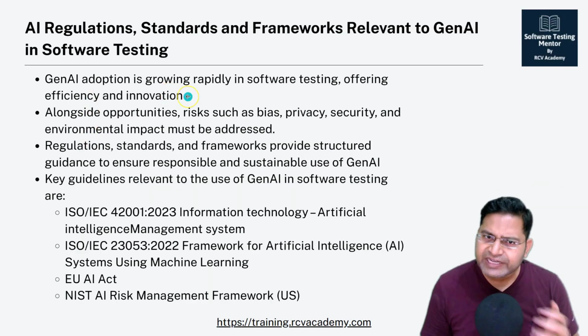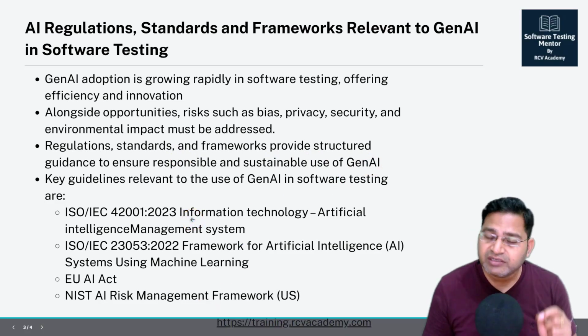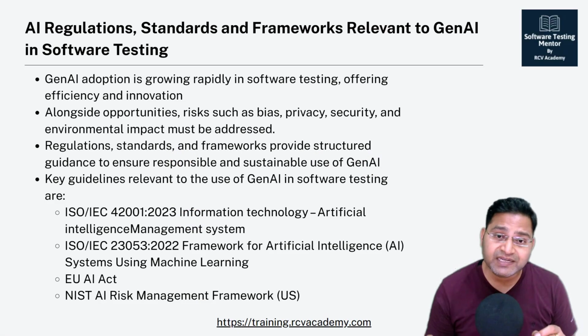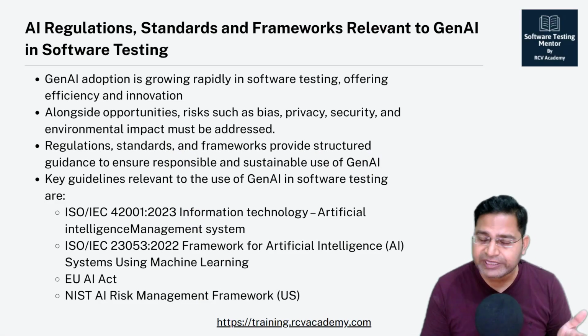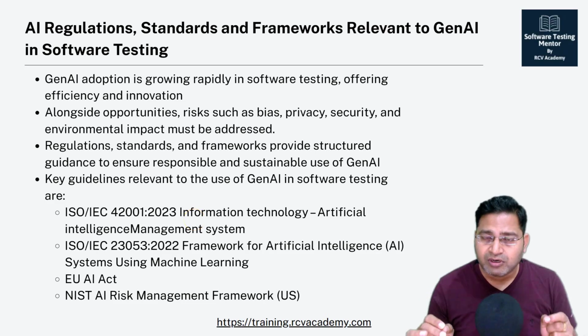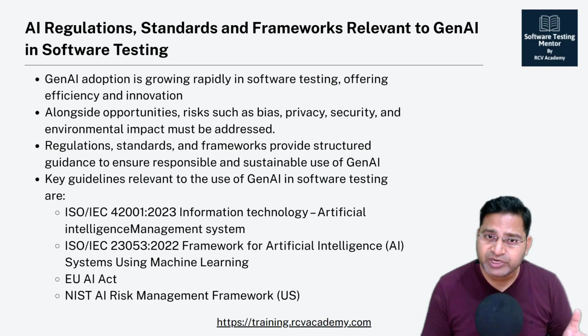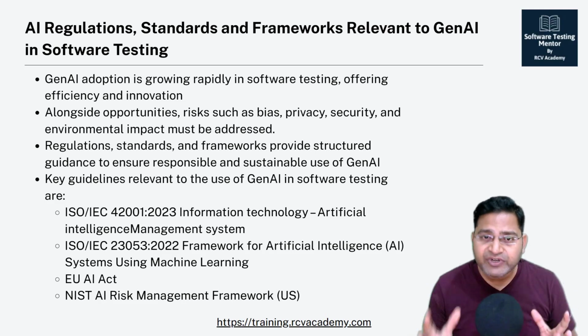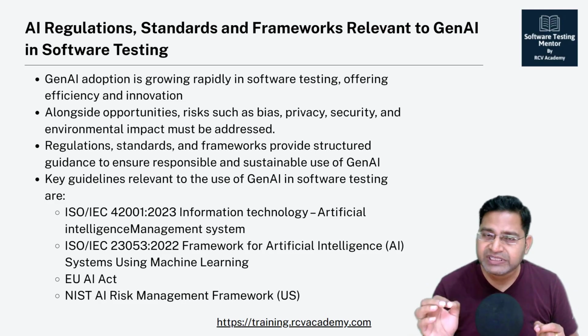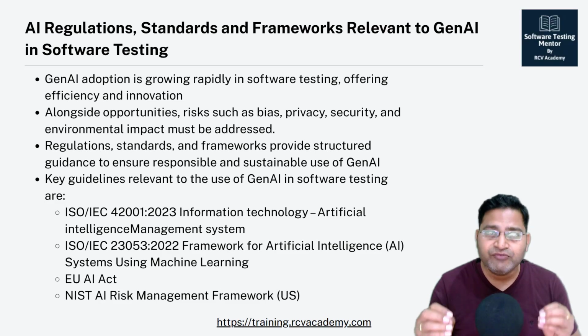Now, GenAI adoption is growing very rapidly. It has opportunities, but then there are risks of bias, privacy, security, etc. We have already discussed that. The regulations, standards, and frameworks that we are going to discuss below provide structured guidance to ensure the responsible and sustainable use of GenAI. As I have previously mentioned and shown you the example as well, with just 100,000 tokens, almost 6 liters of water is consumed, apart from the carbon footprint and energy usage. So you can imagine every day how many resources we are using just for using generative AI, the large language model. So it's each and everyone's responsibility to use AI in a very responsible way.